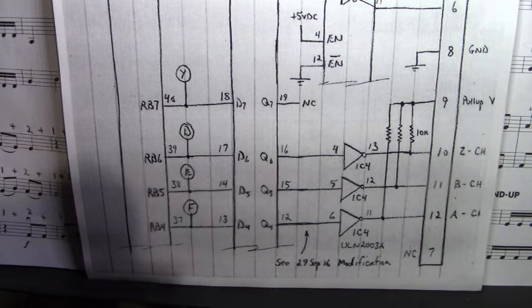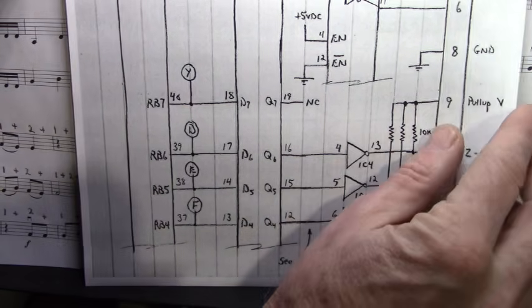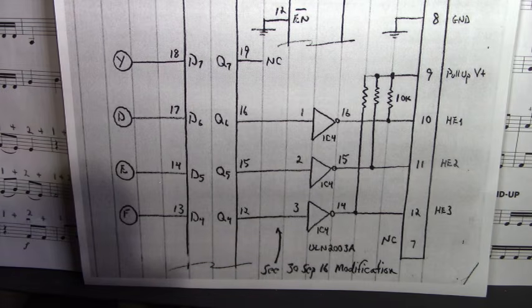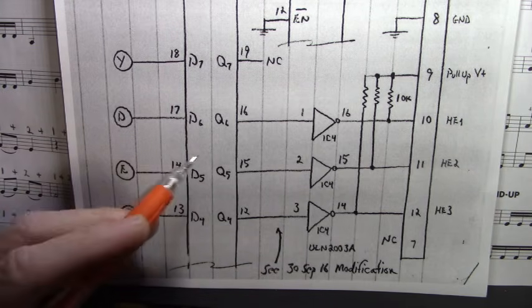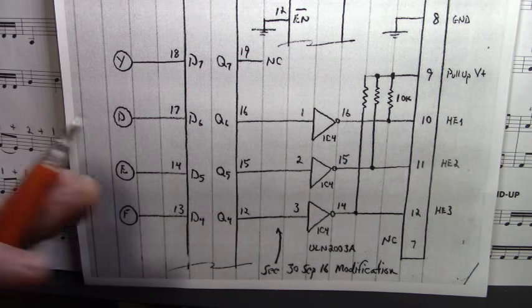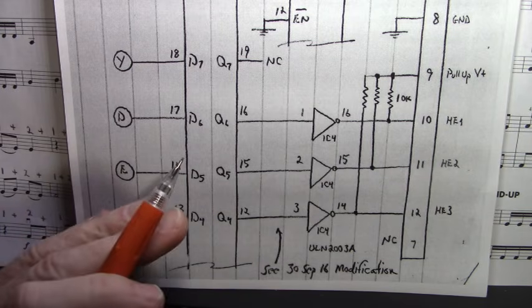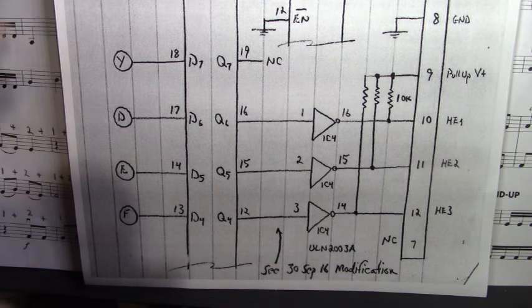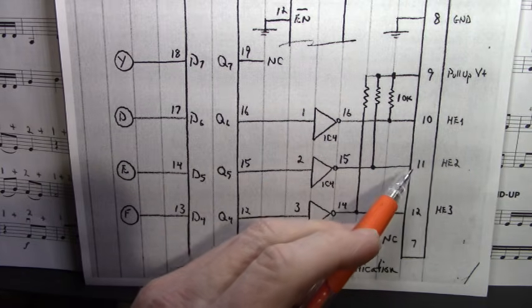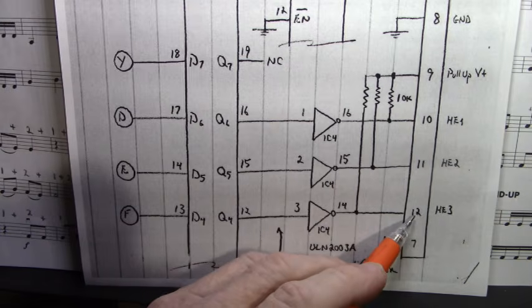Now let's go look at the Hall effect side. Let's move this out of the way. It's identical, except instead of incremental encoder patterns sent to the Phoenix connector, we have Hall effect patterns sent to the Phoenix connector. Hall effect 1 on 10, Hall effect 2 on 11, Hall effect 3 on 12.